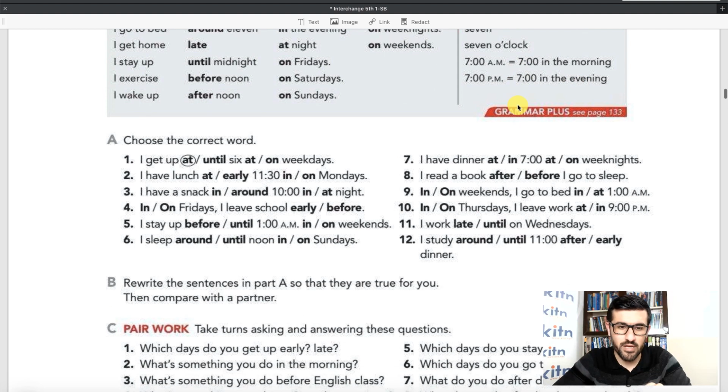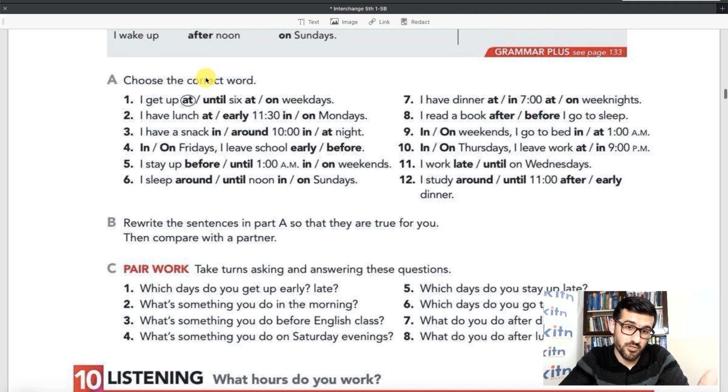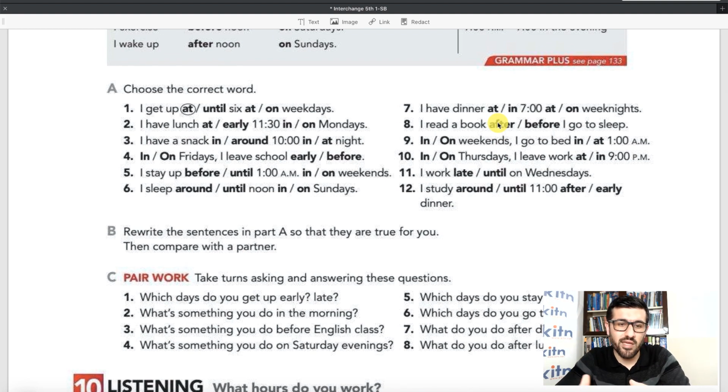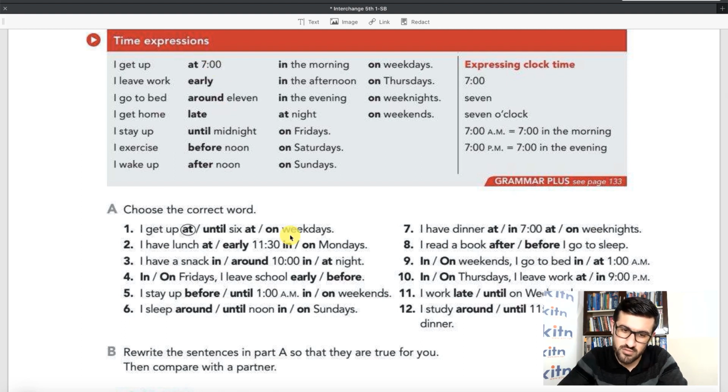Okay? So now we're going to jump to the use of these time expressions. We go one by one. I will do some of them and leave some for you so that you can practice on your own. Okay? So I get up at 6. Remember that. That means this at is not for weekdays. At 6. So I told you, with the times of the day, we use at. That's true. But what about weekdays? We said we're going to use on.